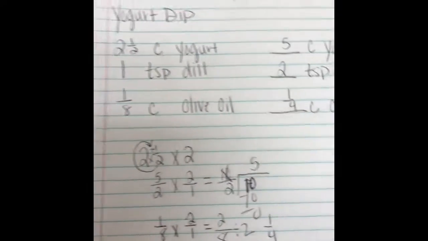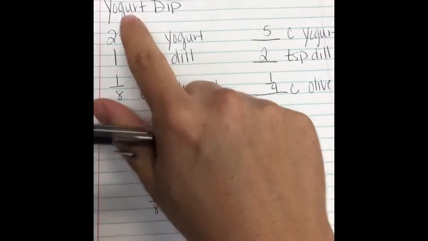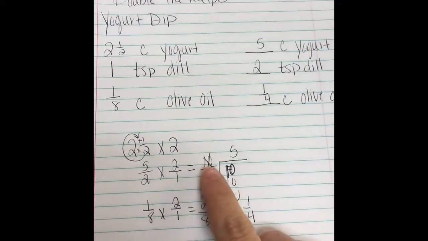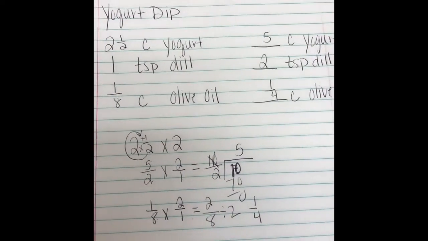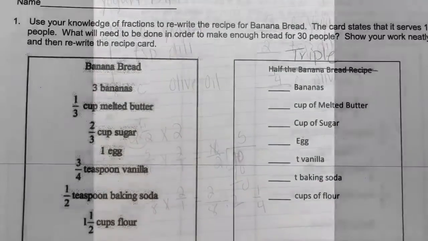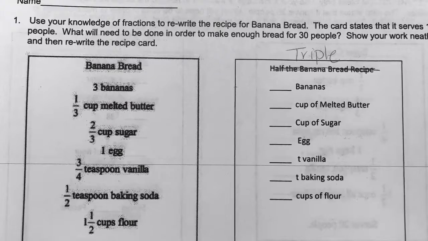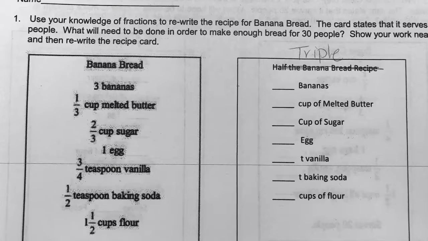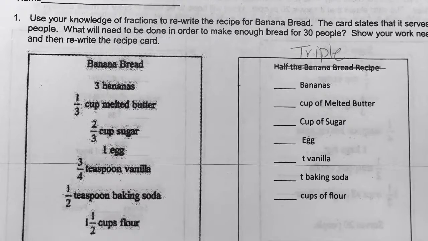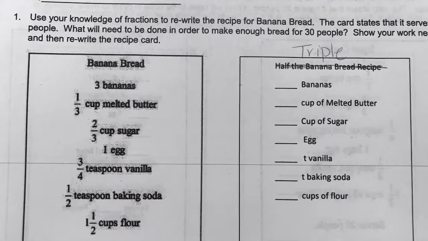Now, you're going to get a recipe and you're going to triple it. So if double means times 2, what are you going to do to triple your recipe? Times 3. So I made an error here. If you notice at the top of my paper on the right, I've marked out half the banana bread recipe, and it should have been triple the banana bread recipe.